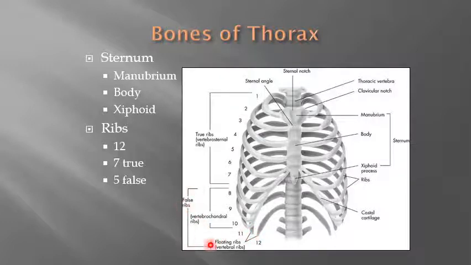So you have the false ribs, and then within that you also have ribs 11 and 12, which are also floating ribs that have no attachment to the sternum at all. Obviously, the ribs are there to provide protection for those organs that are present in the thorax.